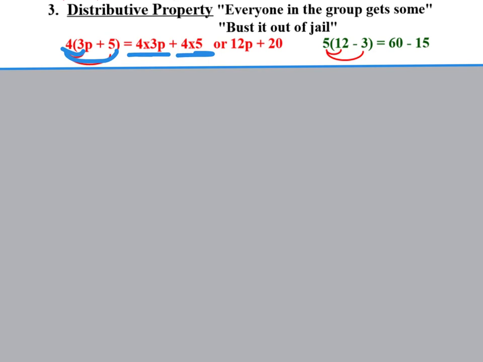So of course, when you take 4 times 3p, you get 12p. When you take 4 times 5, you get 20. Those are not like terms, so you can't add them together, but at least they're out of jail together. So the second one, again, 5 times 12 is 60. 5 times 3 is 15, and then you can subtract, and this time you can do it because they're like terms and get 45. You might say, well, why is this useful?